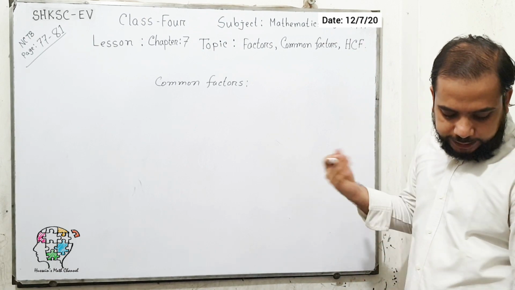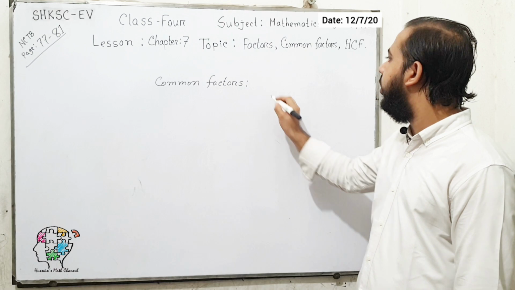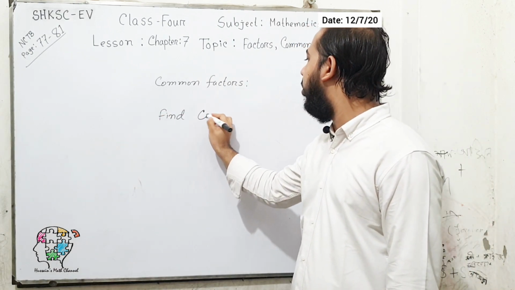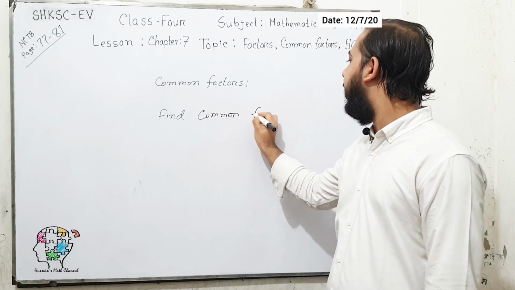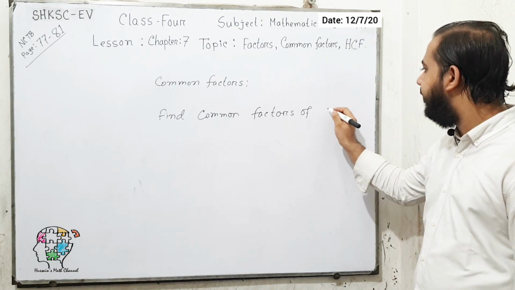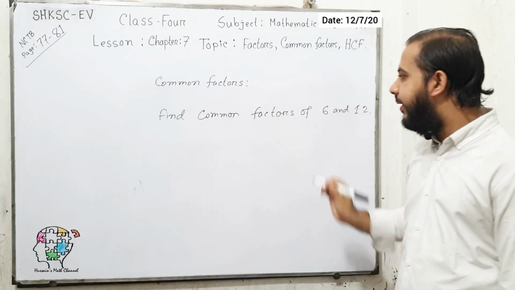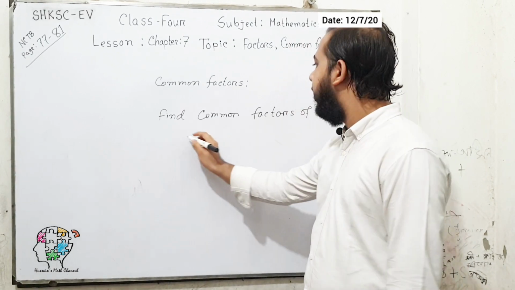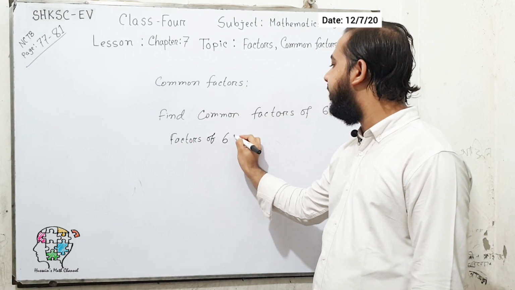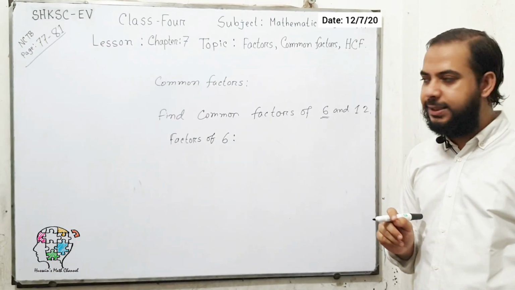For example, find common factors of, say, 6 and 12. So at first we write factors of 6. At first we have to list all the factors of 6. So what are the factors of 6?